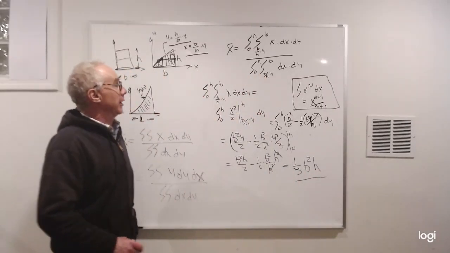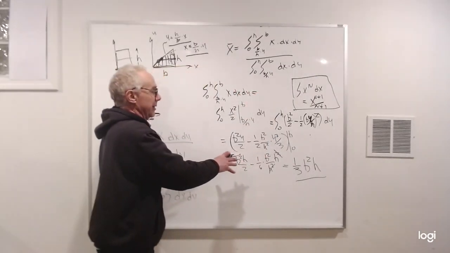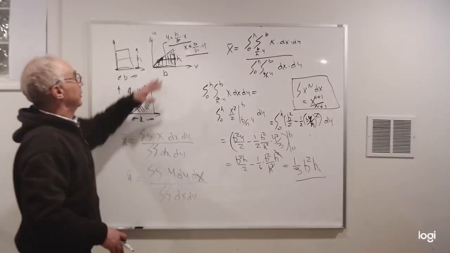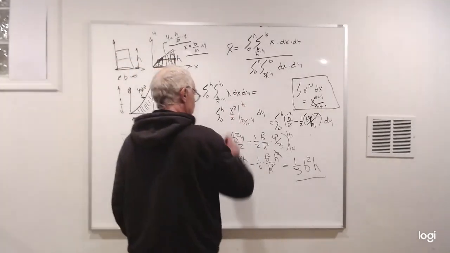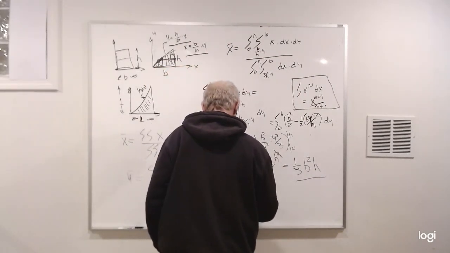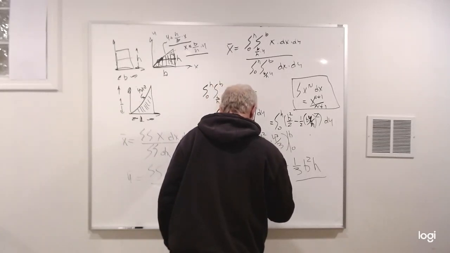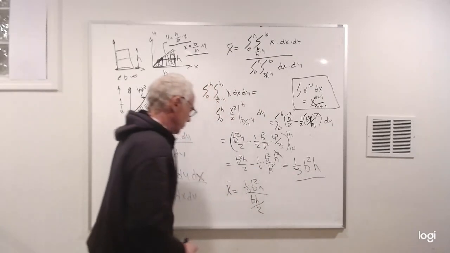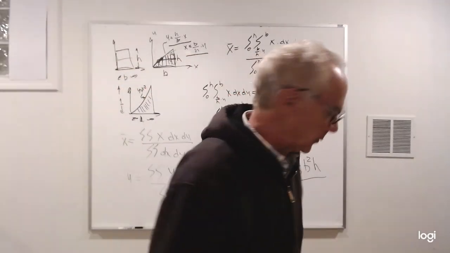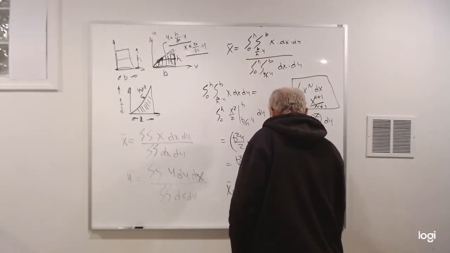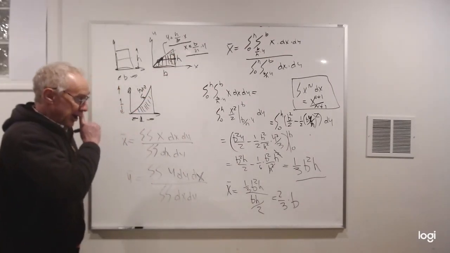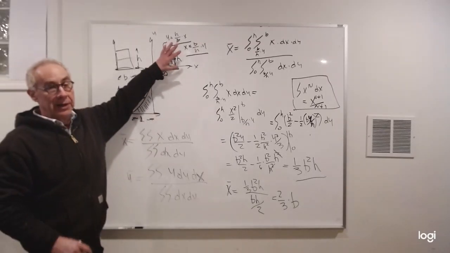1/3 b squared h. For the denominator, you could go through this entire process again, but we know that the double integral of dx dy is just the area, and this is a triangle, so it's b h over 2. So the denominator is bh over 2. So the centroid equals 1/3 b squared h over bh over 2. Yes, that's right, and it's finally going to be equal to 2/3 times b. It's sort of interesting: it does not depend at all on the vertical height of the triangle, for this particular triangle.